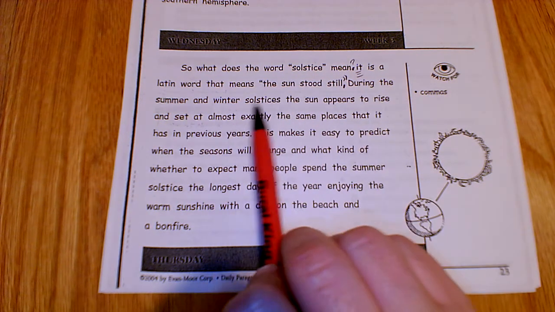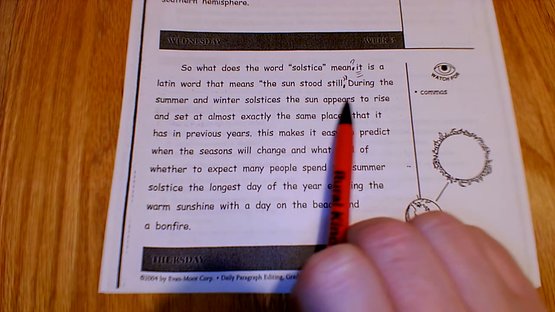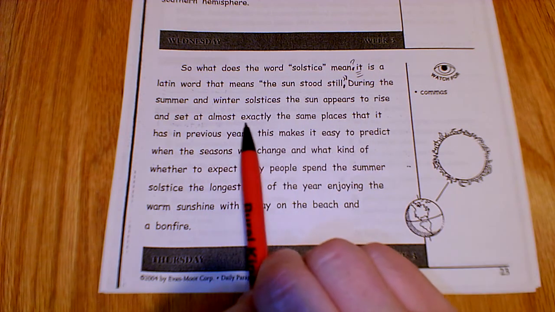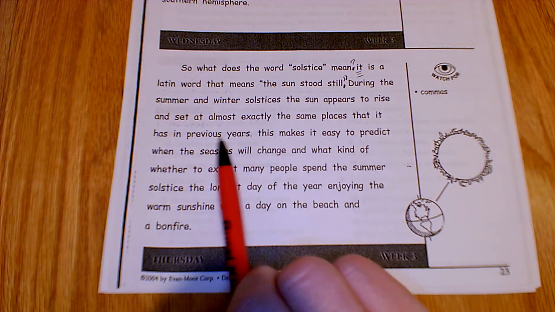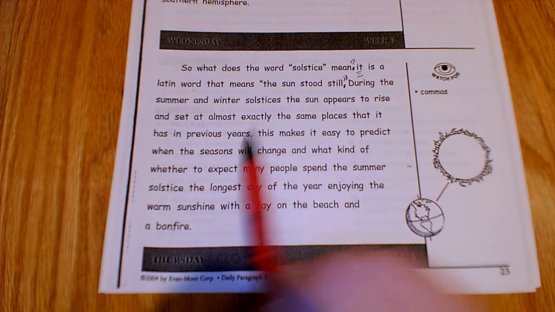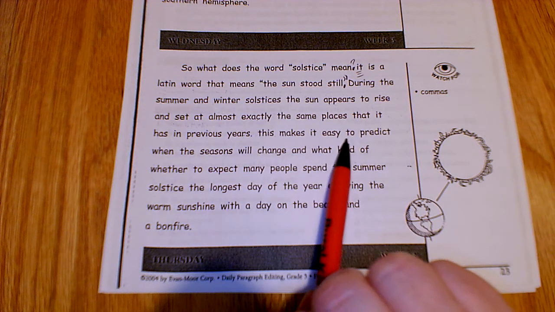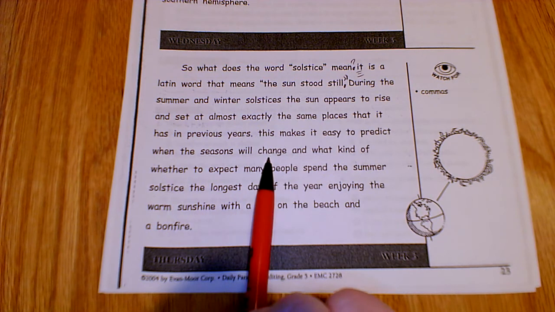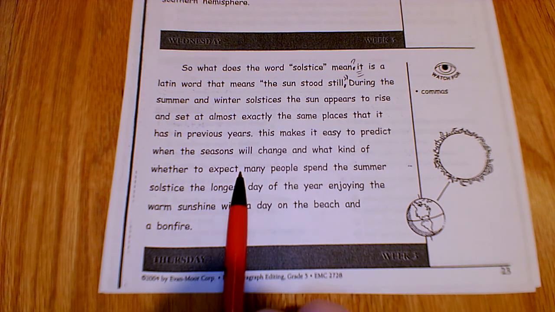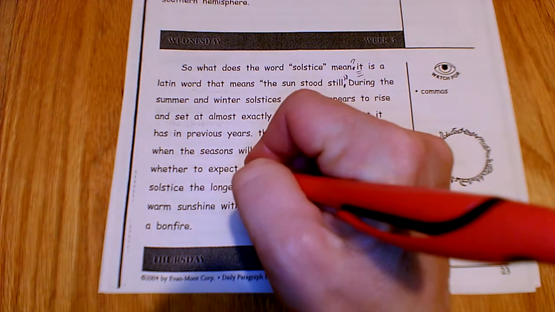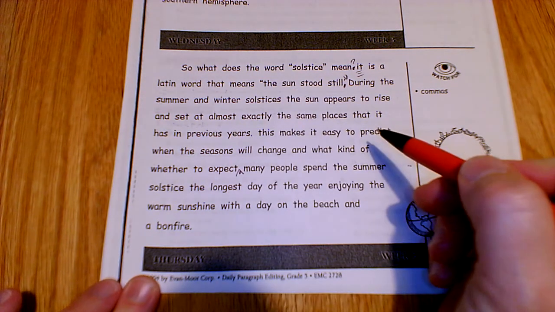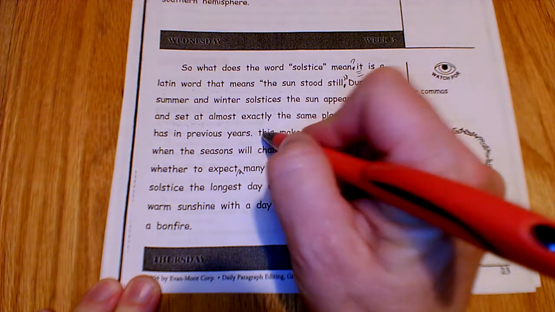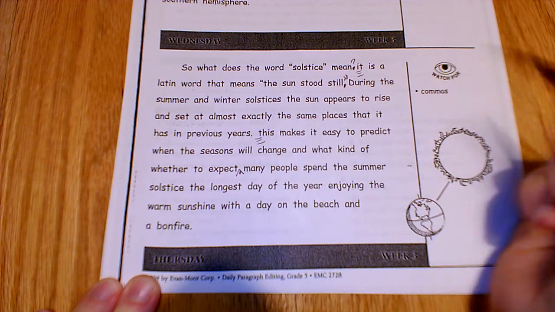During the summer and winter solstices, the sun appears to rise and set at almost exactly the same places that it has in previous years. This makes it easy to predict when the seasons will change and what kind of weather to expect. Period here. We need a period, a capital at the beginning of the sentence.